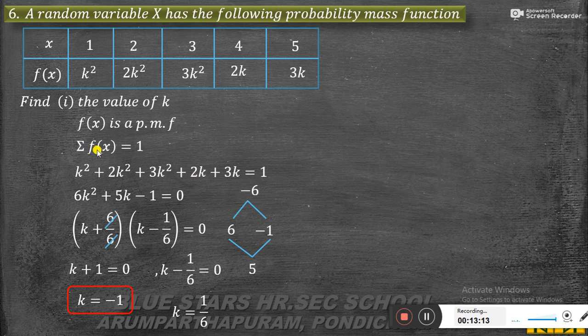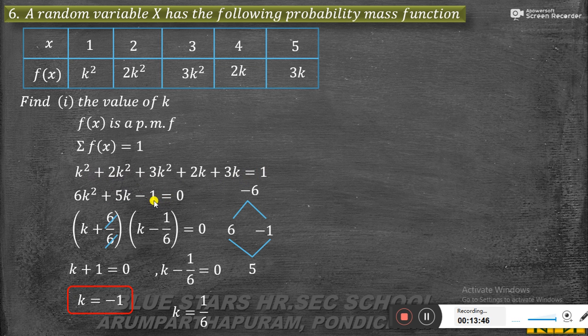Why I take this condition: in our question they gave f of x is a probability mass function. Probability mass function means we take the condition summation f of x equal to 1. That means k square plus 2k square plus 3k square plus 2k plus 3k equal to 1. We add it. That means k square plus 2k square plus 3k square, 6k square, plus 2k plus 3k, 5k. And this one I write in the left hand side, minus 1 equal to 0.